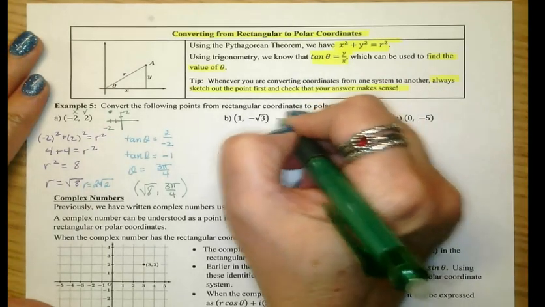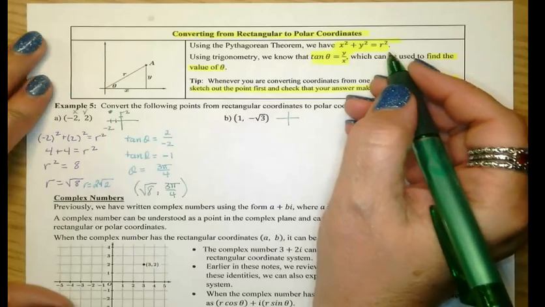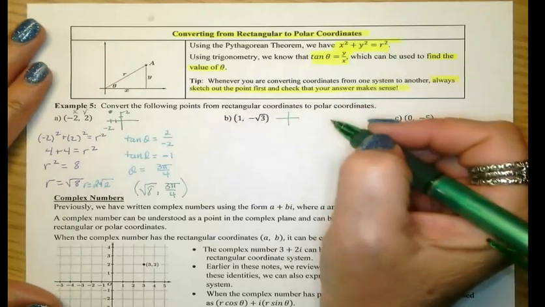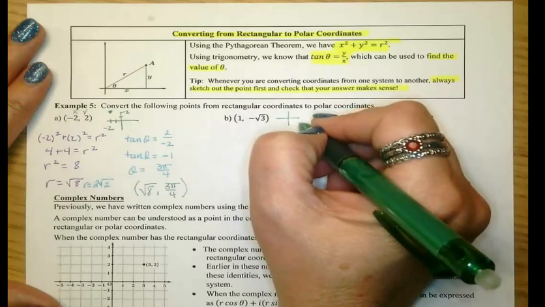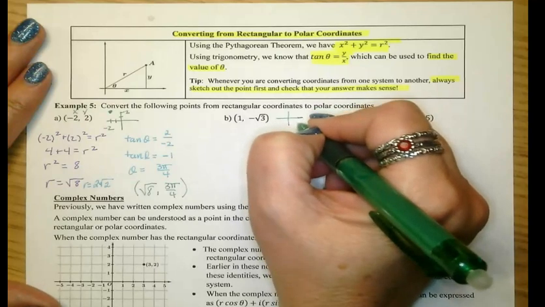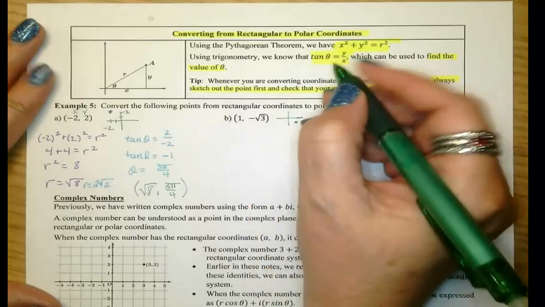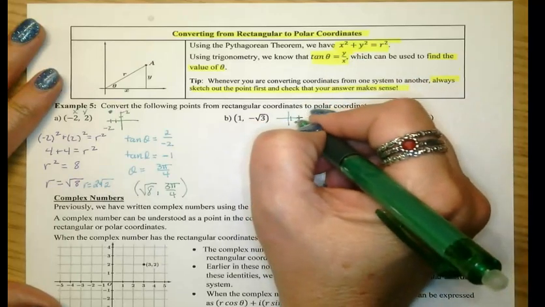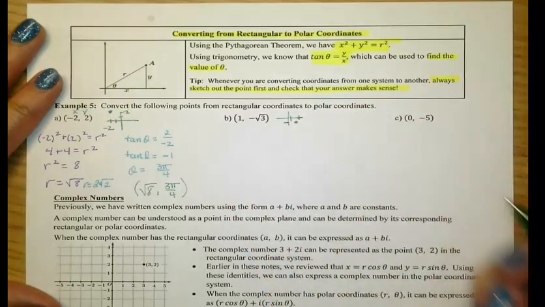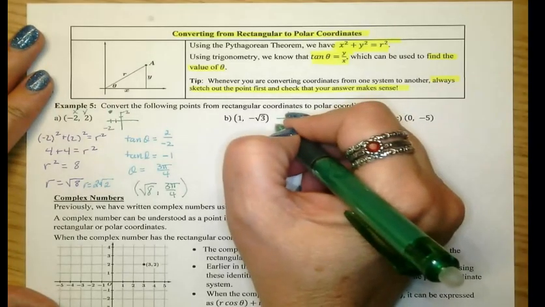So we're going to graph that first. When we graph this one, we're going 1 in the positive direction and then down in the negative direction. So I'm going down here. That's going to be between 1 and 2, and then this is going to be down 1.